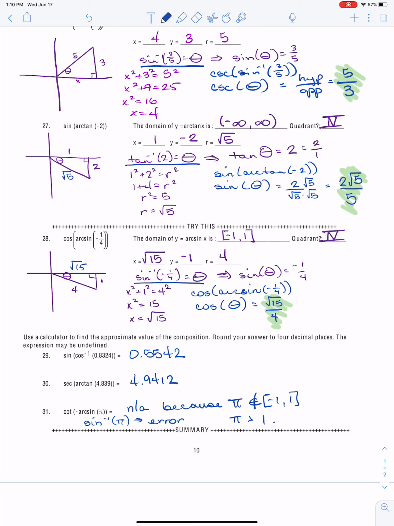And that is it for the 8.3 notes. You can review the pictures of the graphs on pages 11 through 14. Definitely let me know if you have any questions.